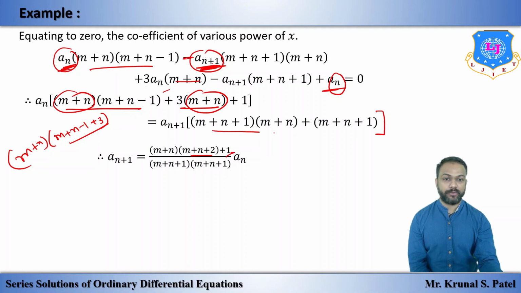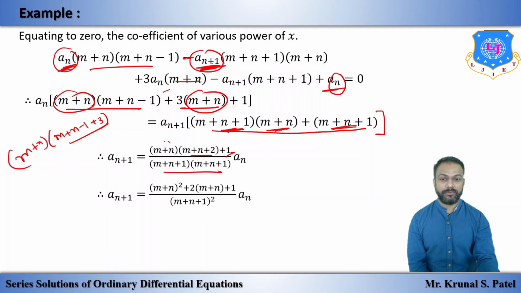And in a similar way, from this we will take common m plus n plus 1, so we have another m plus 1, m plus n plus 1, so we have two terms. So in the denominator we have a whole square. Okay, and now we can multiply this with m plus n, this becomes a whole square, and if we multiply with 2 into this, this gives us m plus n plus 1 whole square.